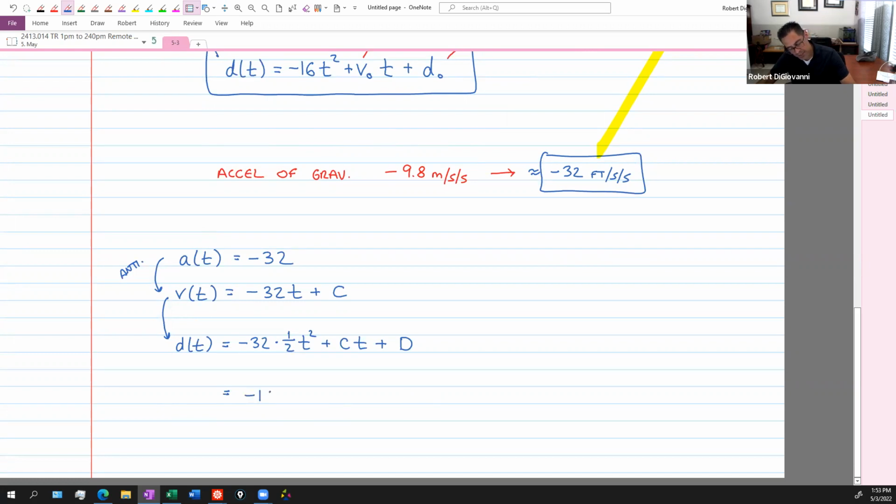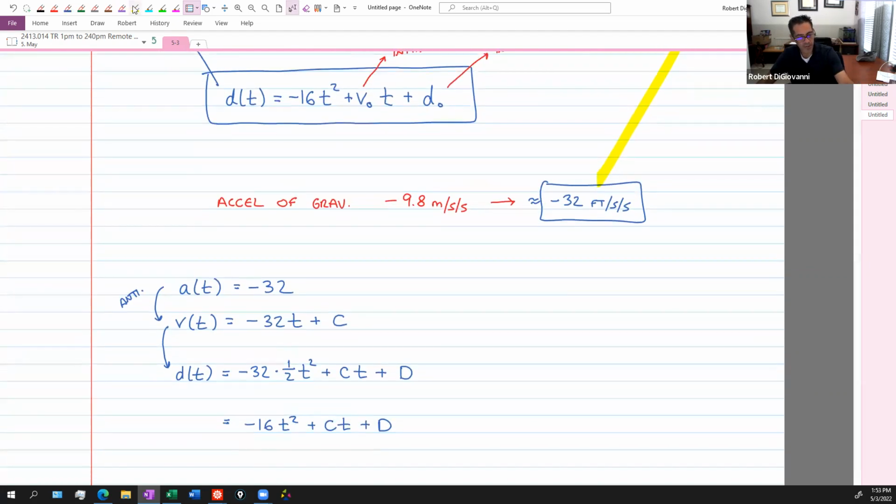This is -16t² + ct + d. Does that look familiar? Is that not just this formula up here, but v naught is c and d naught is d?